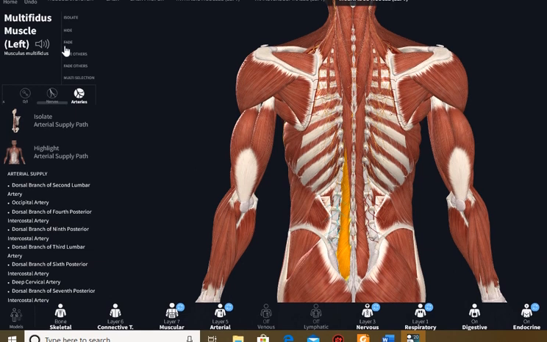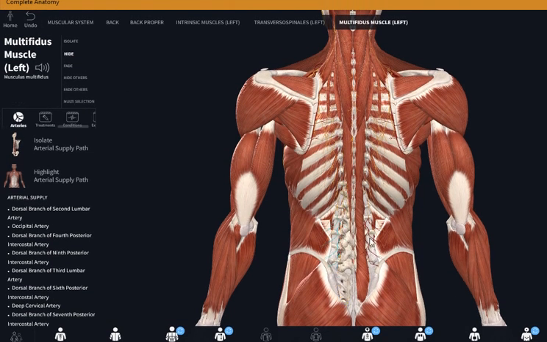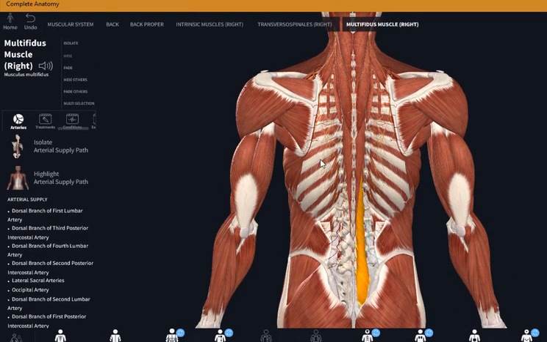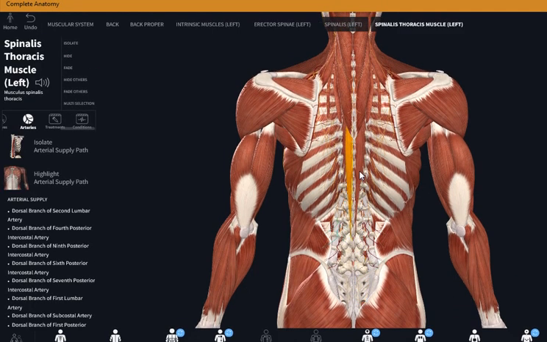So we are going to remove this multifidus muscle. We hide it on the other side again. Now the next muscle at this position is going to be called the spinalis thoracis.